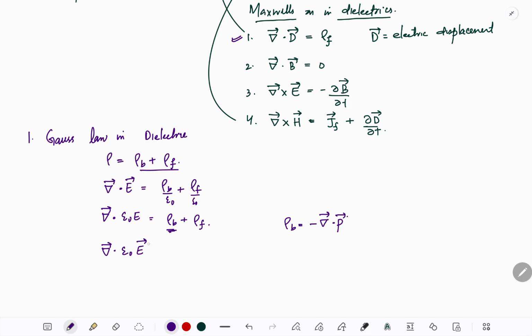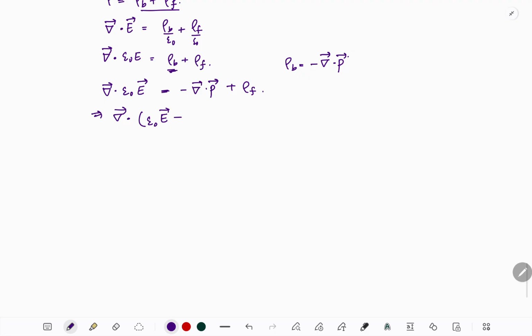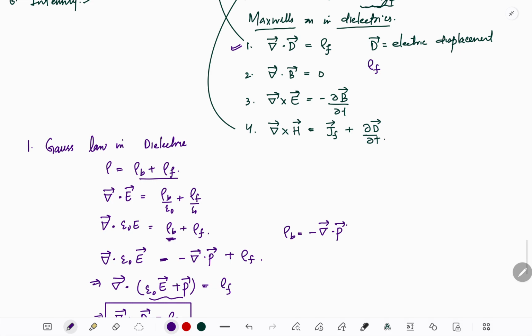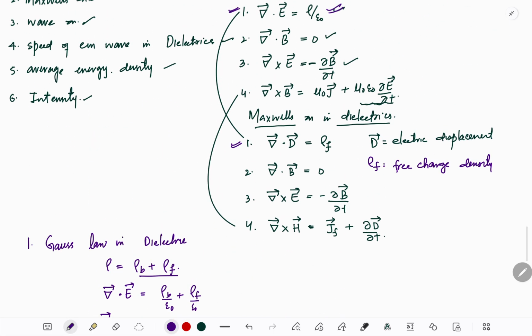Substituting this, del dot of epsilon 0 E equals minus del dot of P plus rho f. Taking this to the left and taking del dot common, del dot of epsilon 0 E plus P equals rho f. This is called D, the electric displacement. Del dot of D equals rho f. So this is the Maxwell equation in case of dielectrics, where rho f is the free charge density.